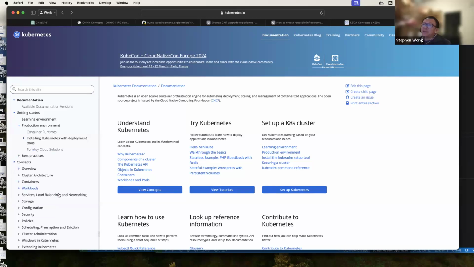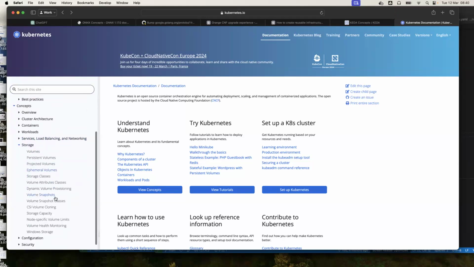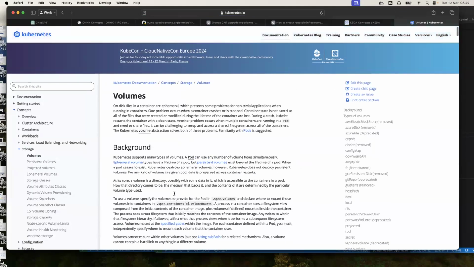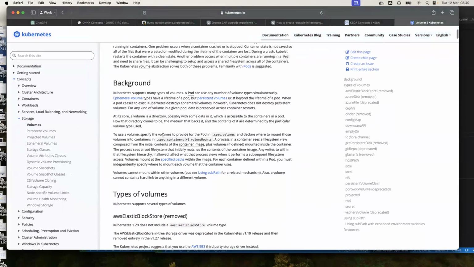The A in Keda means auto scaling. Here is storage, I don't know what they do here. Okay, we have to figure it out.